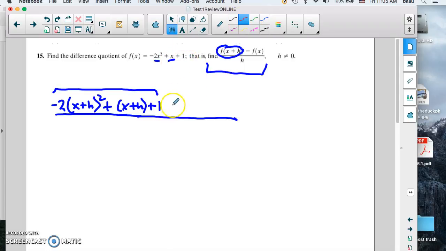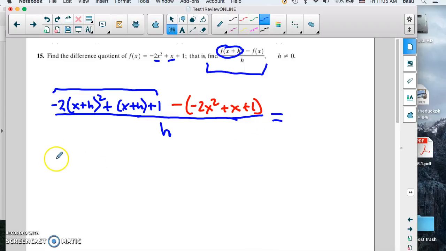Now the second part of the difference quotient is the subtraction of f of x. Well, f of x is this formula with x in it. It's already written with x in it, so we're just going to copy it down: negative 2x squared plus x plus 1. Now we're subtracting it, so there should be a minus sign in front of the whole thing. And then our denominator is h. So this is the difference quotient, and all we have to do now is simplify and reduce it. This is the correct difference quotient, it's just not simplified or reduced.